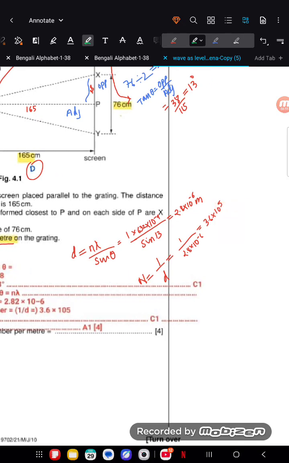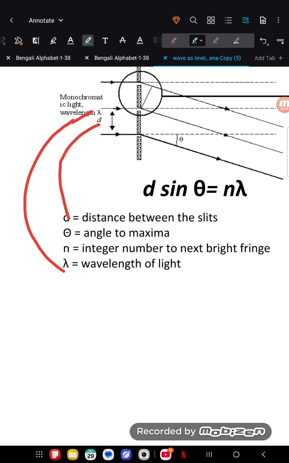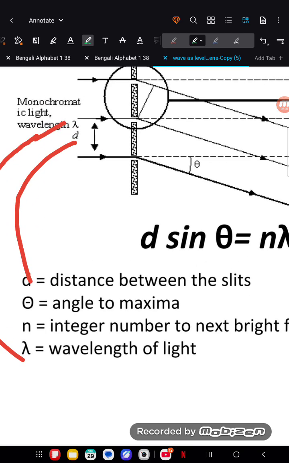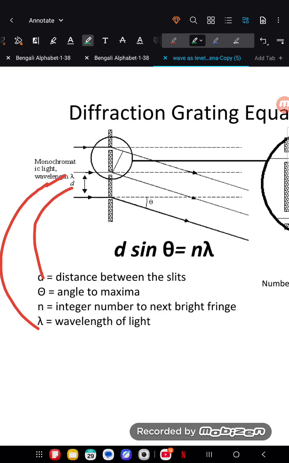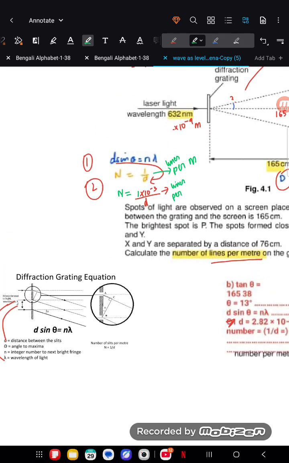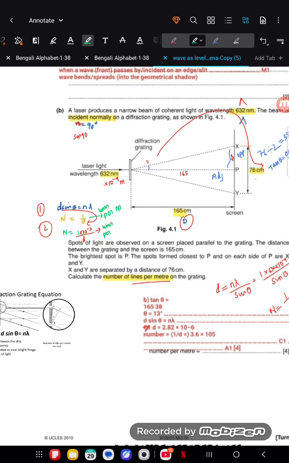Again I am repeating, first you should know the formula. d is the distance between the slits. Theta is this angle. The integer n is the number of orders: first order, second order, third order. And the wavelength they will give you. You just have to change it into meters, since they will give you nanometers or micrometers.